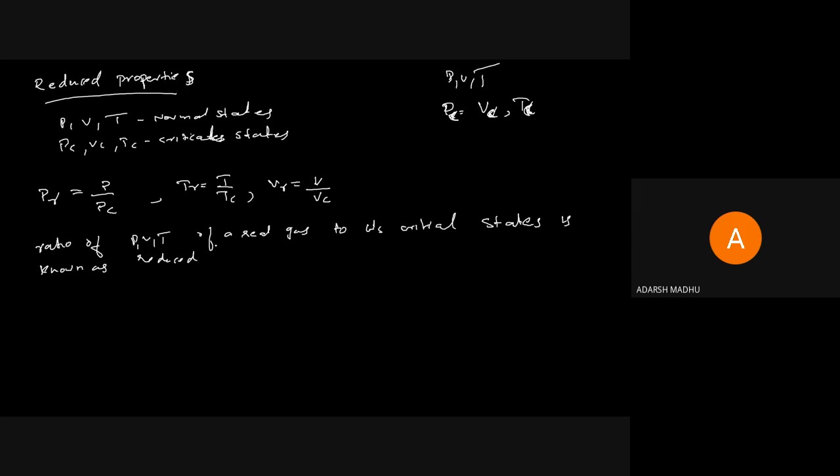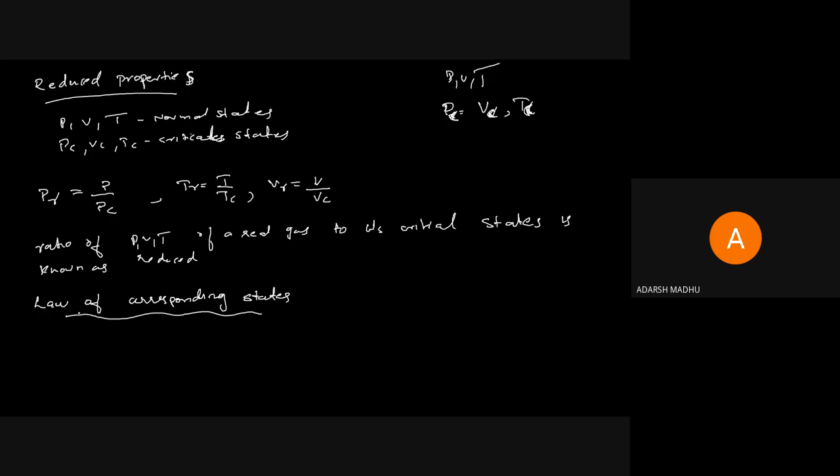Okay. The ratio of normal states to critical states is known as reduced states, and these properties, for pressure, volume, and temperature only, are called reduced properties. And the next topic is the law of corresponding states.